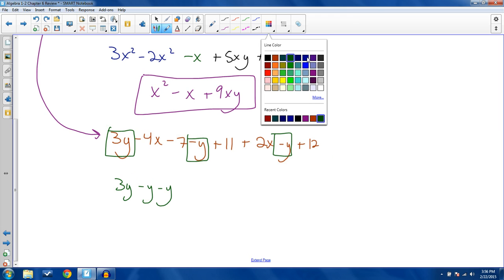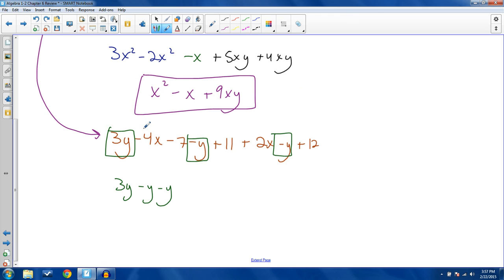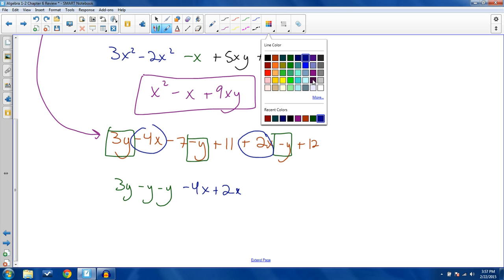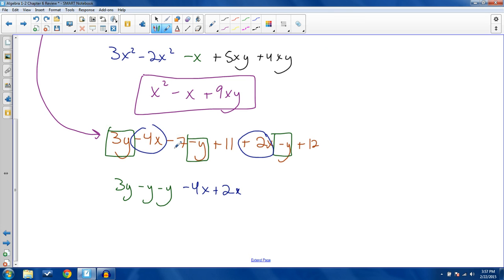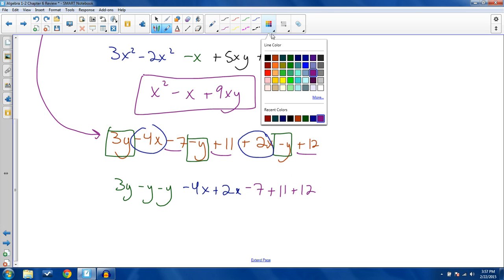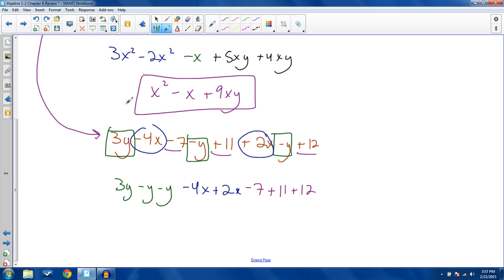Why not? We'll get the x's. Let's circle those. We'll get negative 4x plus 2x. Let's get the constants. Let's underline those. We got negative 7 plus 11 plus 12. That was very much coincidence that I used green, blue, purple at the end of the rainbow.